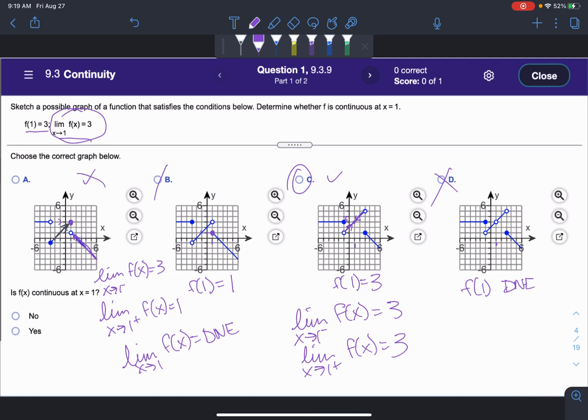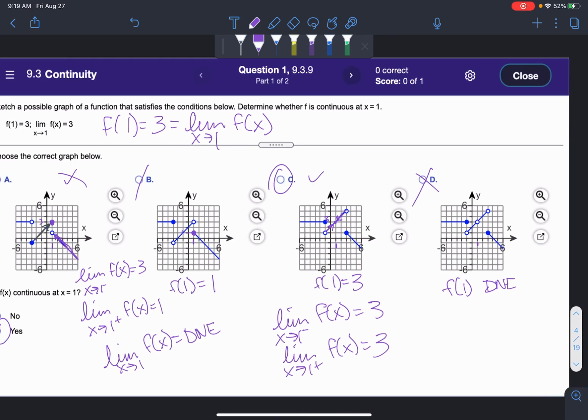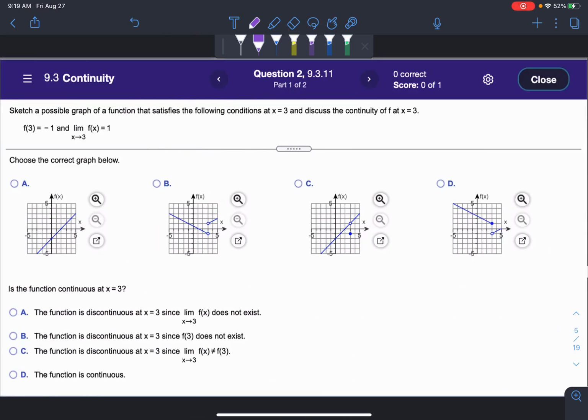And then, is f of x continuous at x equals 1? So by definition, whenever we have f of 1 equal to 3, and that's equal to the limit as you approach 1, which we have, by definition, we have continuity. And we might see in the next problem where this may not be the case. So let's take a look.